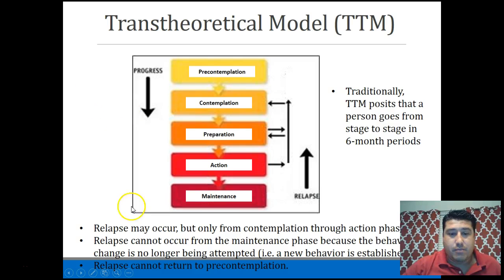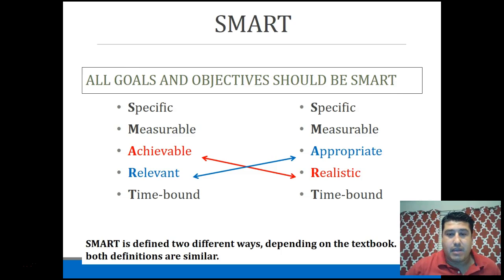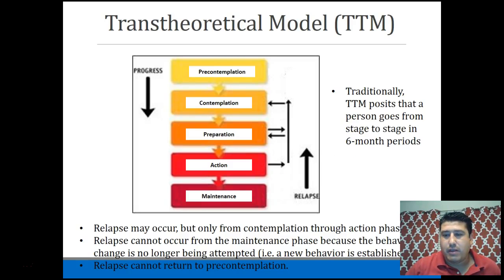Now, when you get to the point where you are maintaining a new behavior, then the behavior change is over. You have maintained the new behavior. This is also known as the termination phase, when you've terminated the behavior change. Okay, so that's the trans-theoretical model. So whenever we think about the behavior change that you're about to engage in, this is where we are.